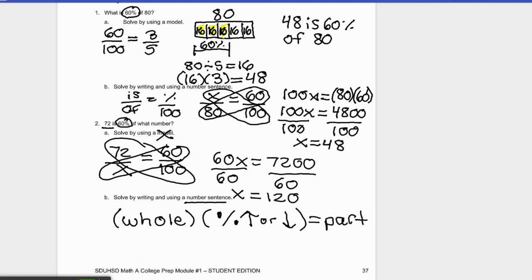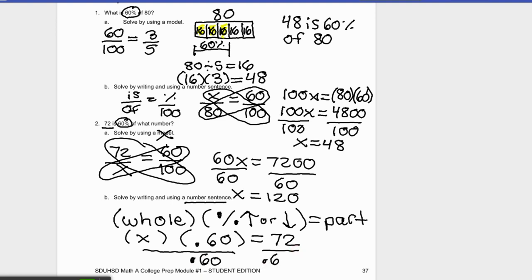So in this case, we don't know the whole. So that was our variable x. We knew that the percent of this problem that we were looking for was 60%. So I'm going to put 0.6. And then we knew that the part was 72. So if I divide this equation by 0.60, I will also get the same answer. X is equal to 120.